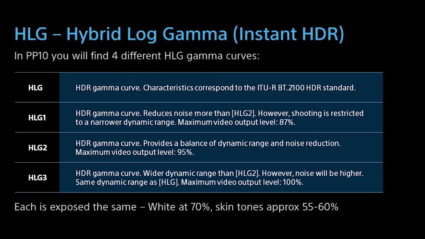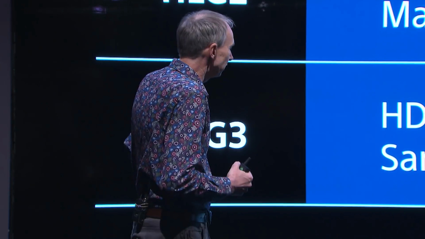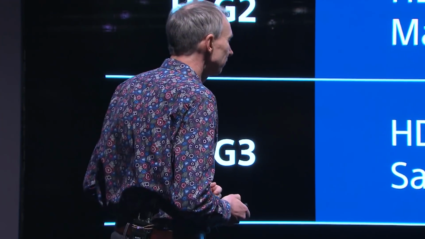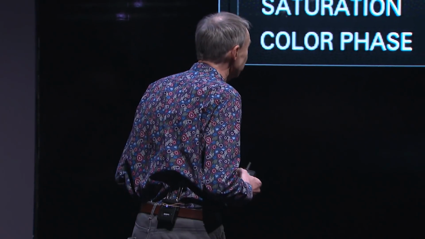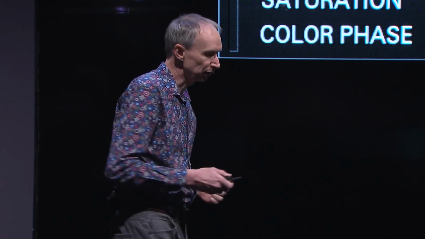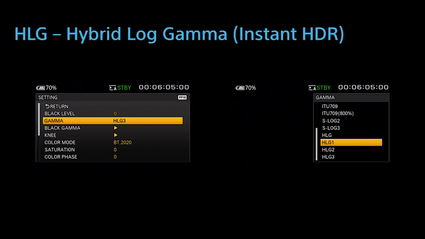So within your production, you might mix and match these. If you were doing weddings, you might start off inside the church using hybrid log gamma number 1 in the lower light level, and then you go outside, and then you would switch to hybrid log gamma 3, and that's going to give you the best possible image. The exposure is very slightly different to 709. We want to expose our levels a little bit lower, and I'll come on to that in a moment. So here we are in the picture profile settings in the camera, and it's simply a case of choosing the hybrid log gamma curve that you want.